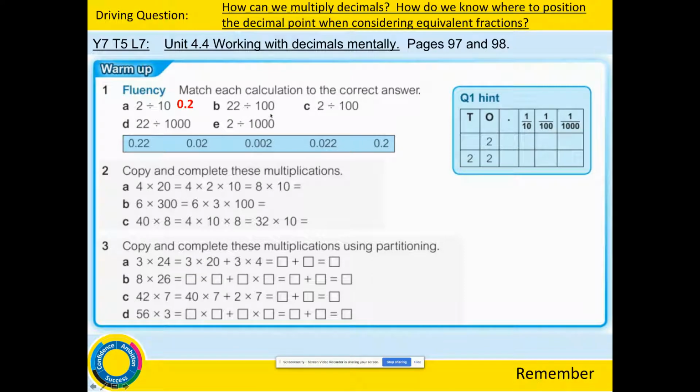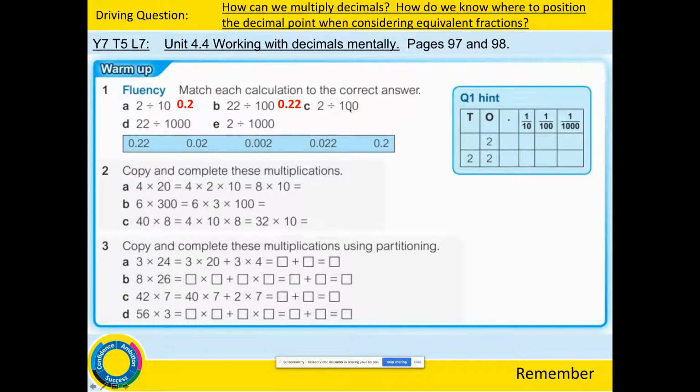22 divided by 100. 2 zeros, so we're going to move 2 places. So 1, 2. And that 2 is going to go 1, 2. There's my decimal. Fill up a 0 here. So it's going to be 0.22.